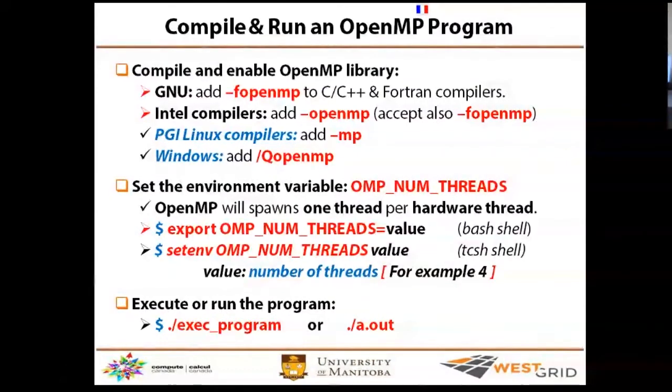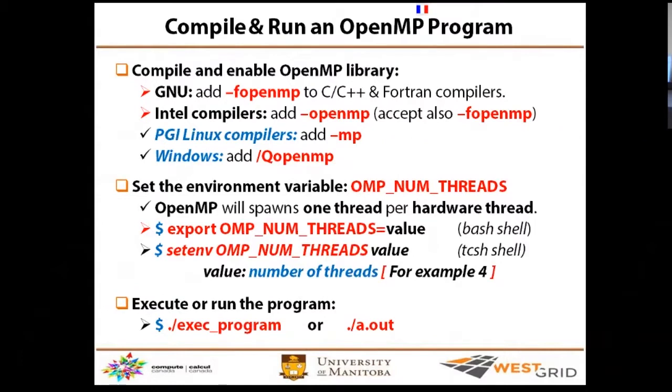If you use the others, PGI for example, you have to add -mp and so on. So using the GNU compiler or Intel, you will compile your program and you will get your executable. Now, how to run it? Before running the program, you need to set the environment variable OMP_NUM_THREADS. So you tell your program to use this number of threads.